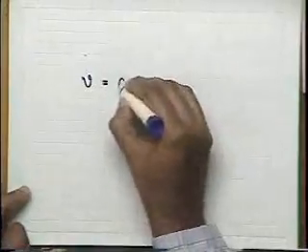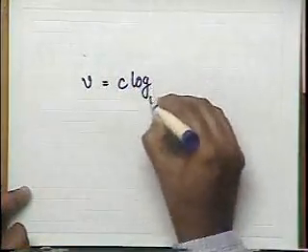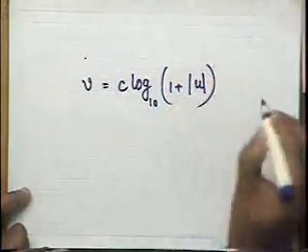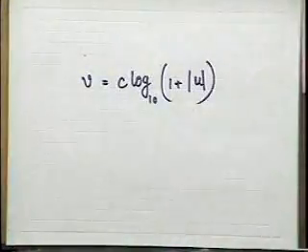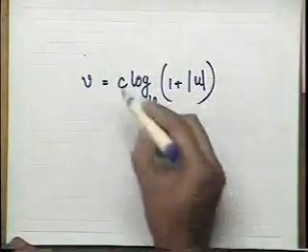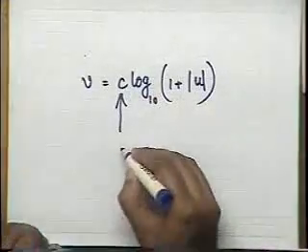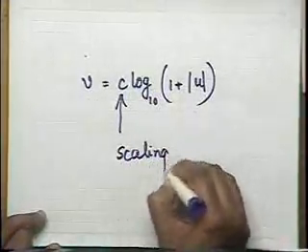So if we design our transfer function like this, say the processed image is having intensity equal to V, and if we make it equal to C log to the base 10 of 1 plus modulus of U, where U is the intensity of the original image, then the transfer characteristic that results from this equation will give you a curve like this, which I showed you. Clearly in this case there is a range compression. In this expression, C is nothing but a scaling constant.